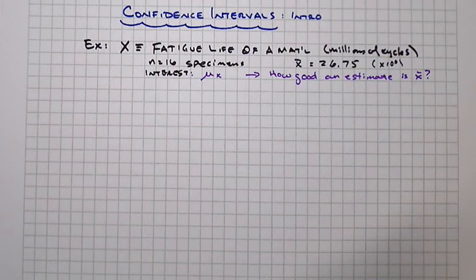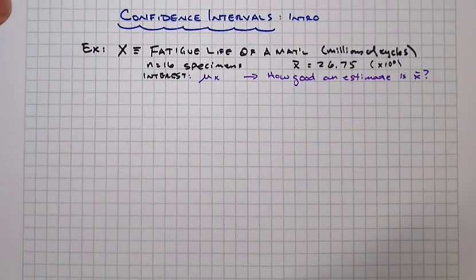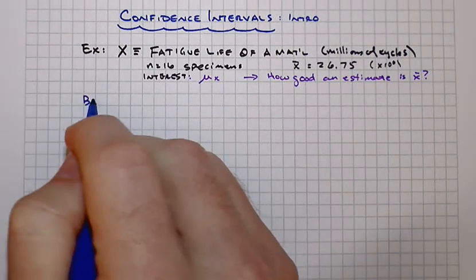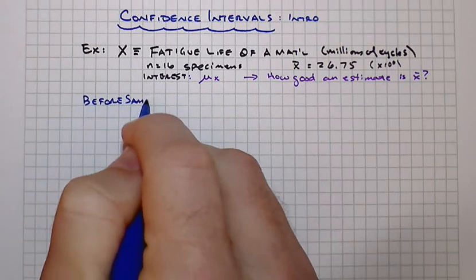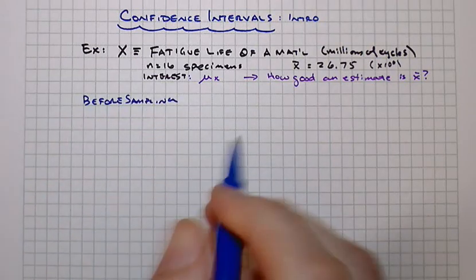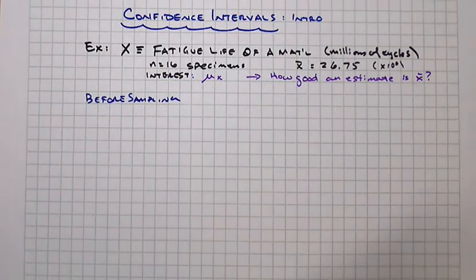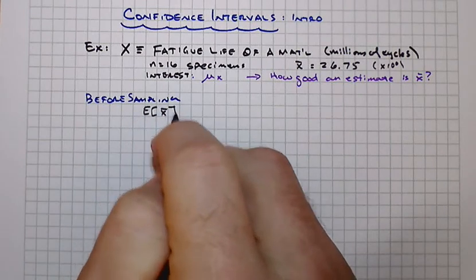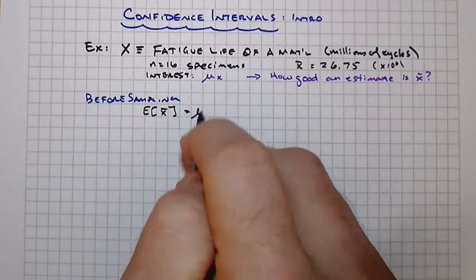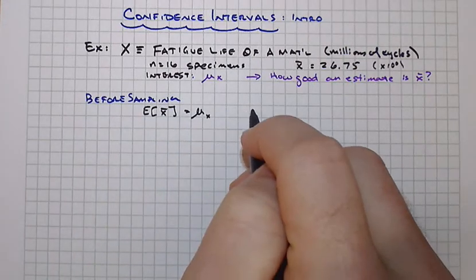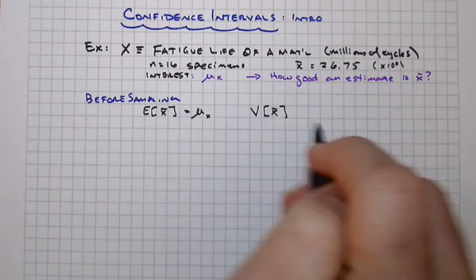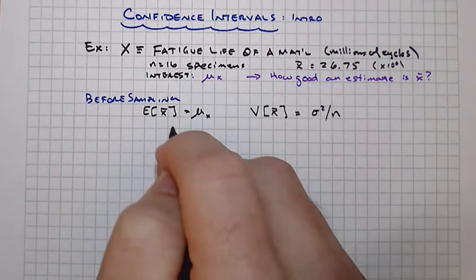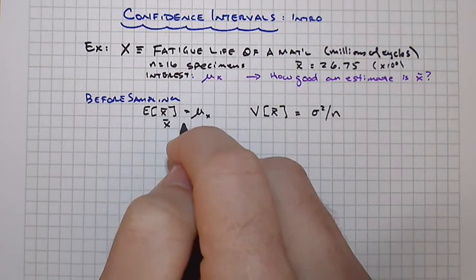So one of the keys in this kind of approach is to understand two different perspectives, and that's the before sampling and after sampling view of the world. Before we've done any sampling, the expected value of our sample mean is equal to our population measure, and the variance of our sample mean was equal to the population variance divided by n.